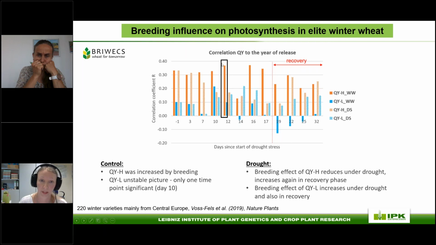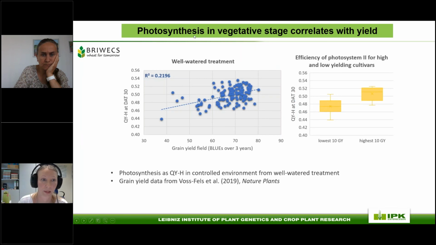And if we look here at the well-watered treatment during this period, we had also tested correlations to field yield data from the BLIVEX consortium, from the Voss-Fels et al. data set. And we got a positive correlation between QYL in the well-watered treatment and field grain yield, and it was strongest at this time point. So the next slide is basically the last slide with data that I show.